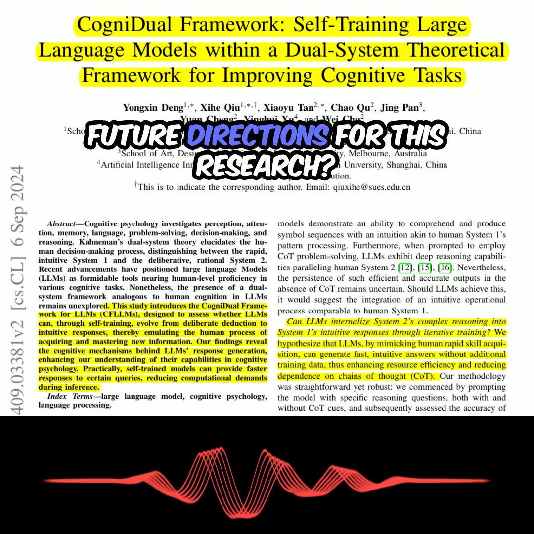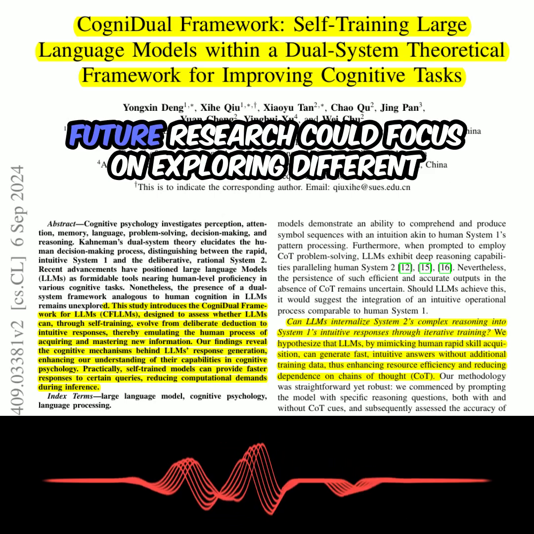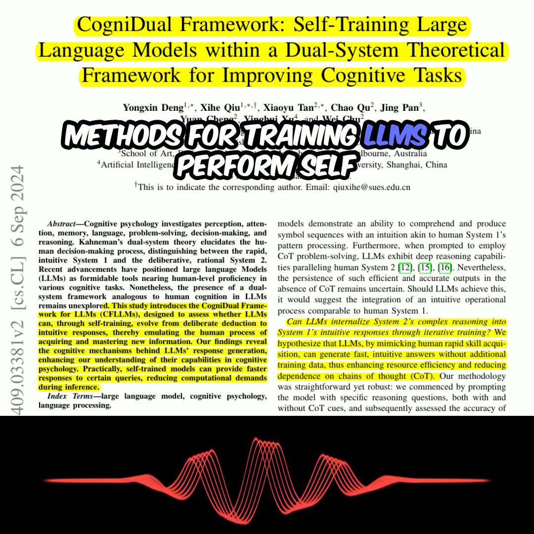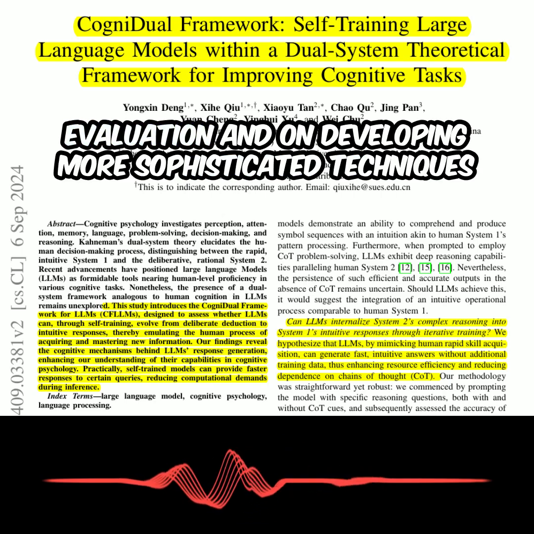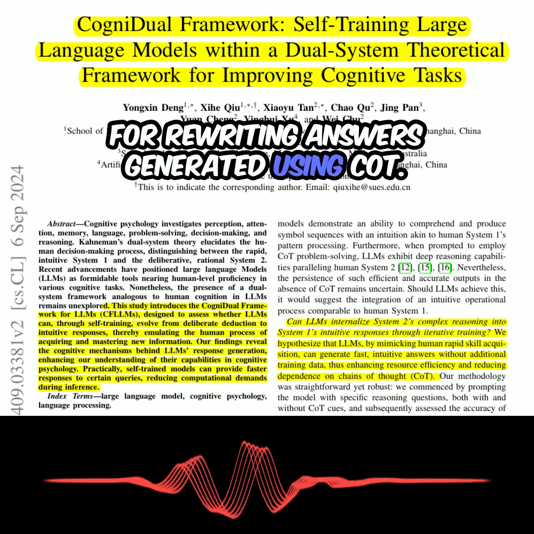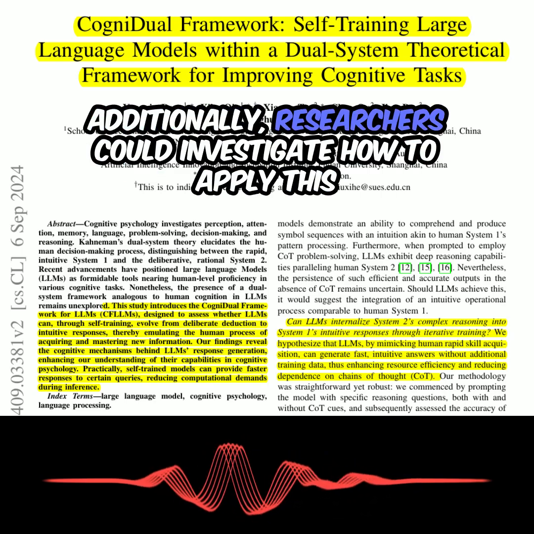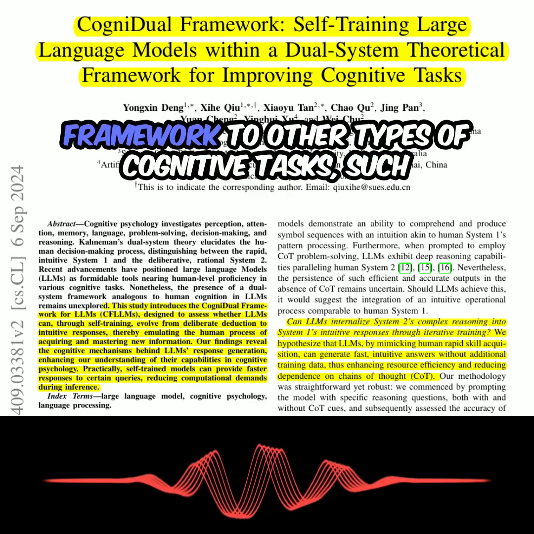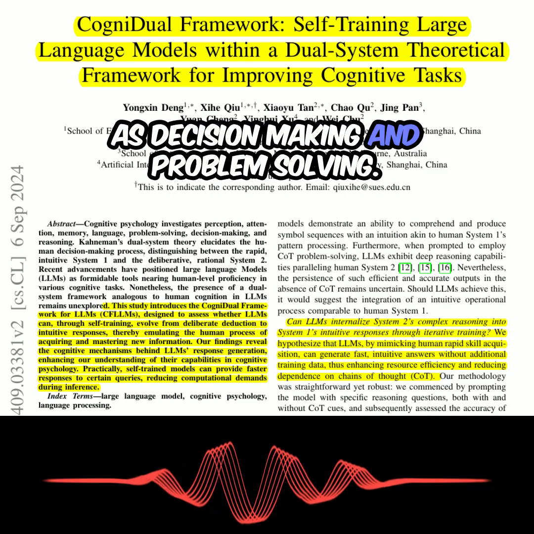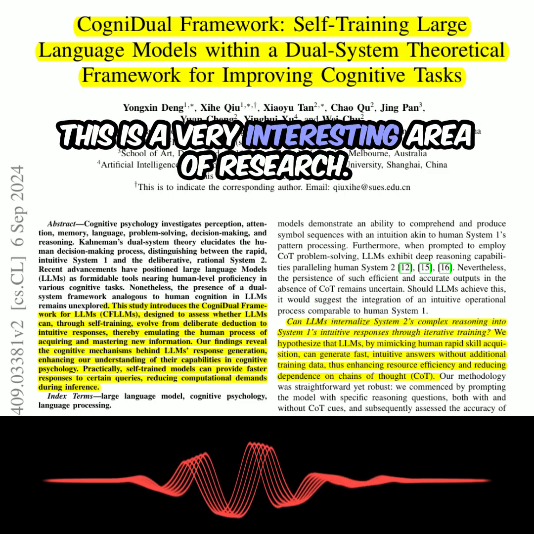What are some of the future directions for this research? Future research could focus on exploring different methods for training LLMs to perform self-evaluation and on developing more sophisticated techniques for rewriting answers generated using CoT. Additionally, researchers could investigate how to apply this framework to other types of cognitive tasks, such as decision-making and problem-solving. This is a very interesting area of research.